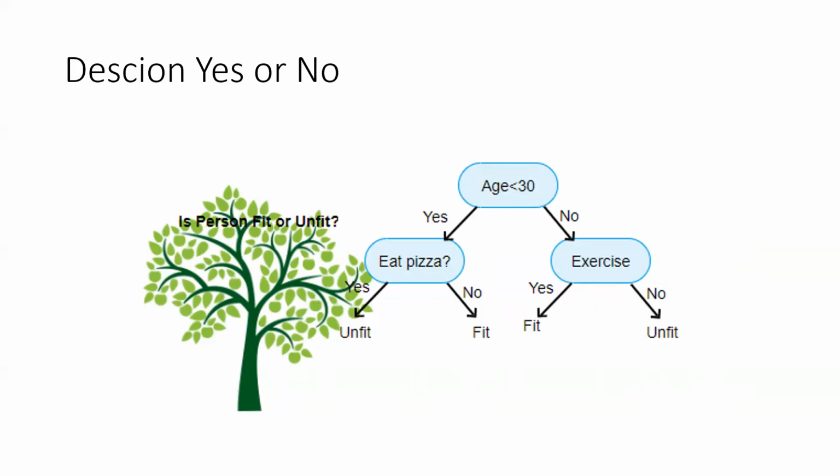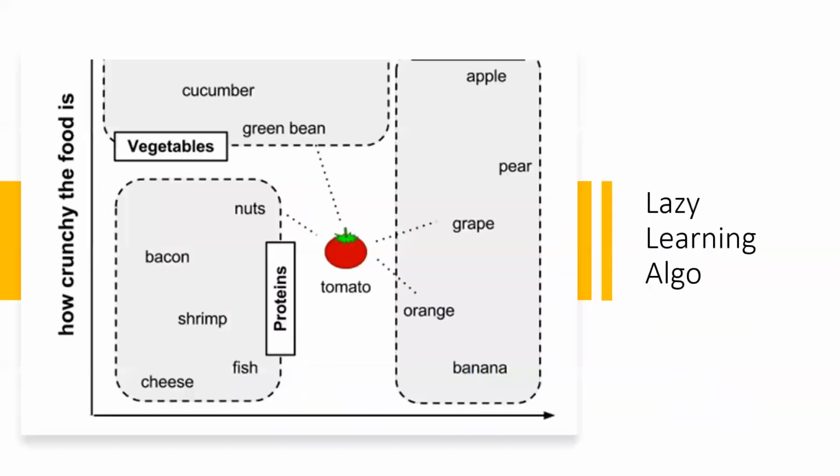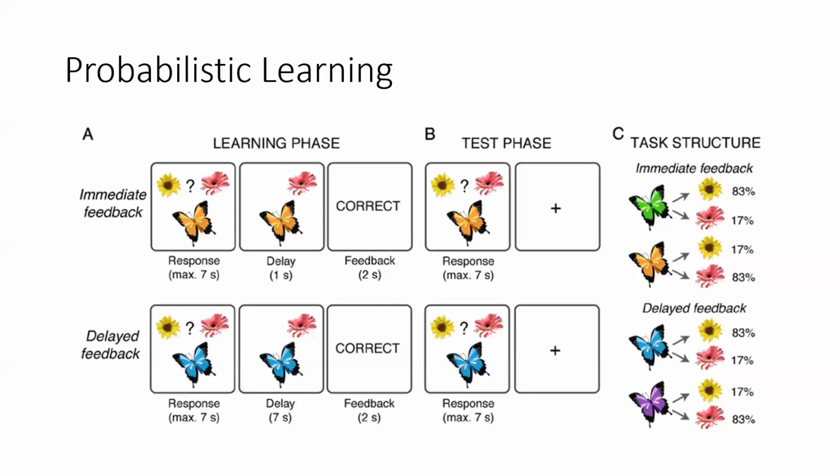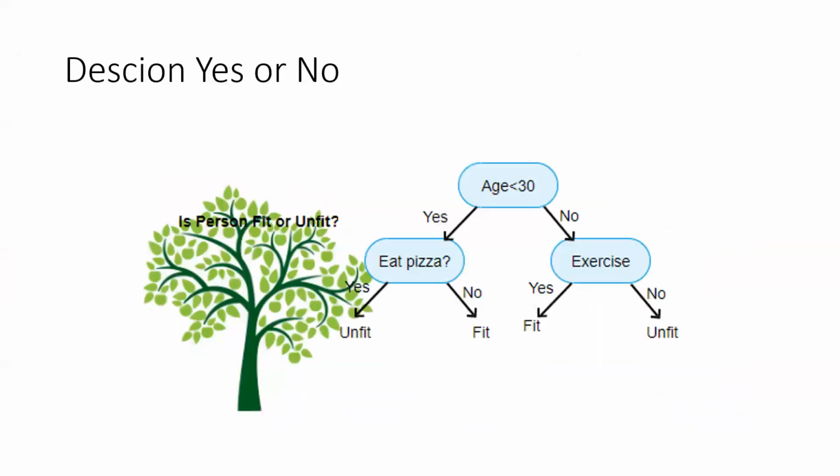Okay. All of these things, decision trees, probability, and lazy learning, are forms of what we call supervised learning. All of these things, which I showed you on these 3 slides, are basically done on historic data.